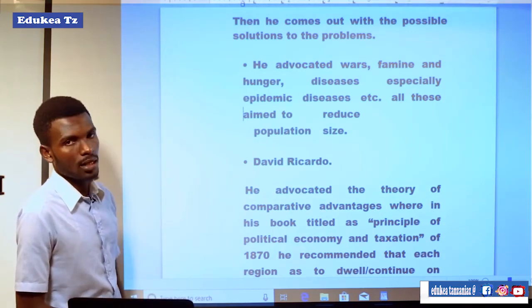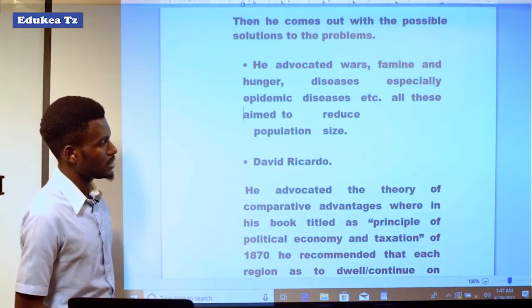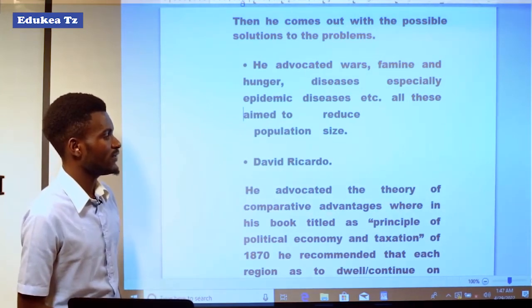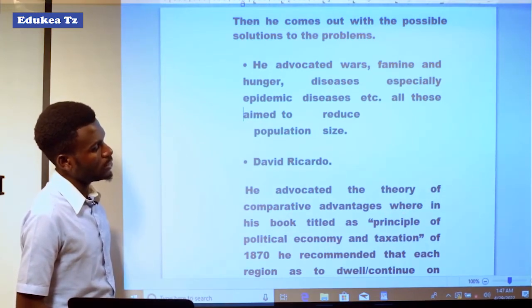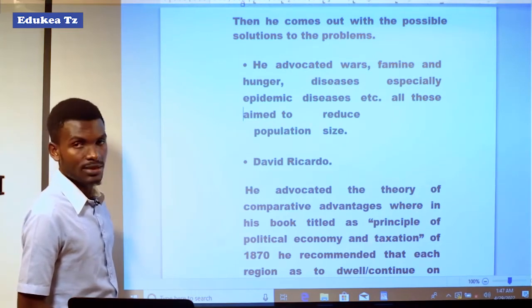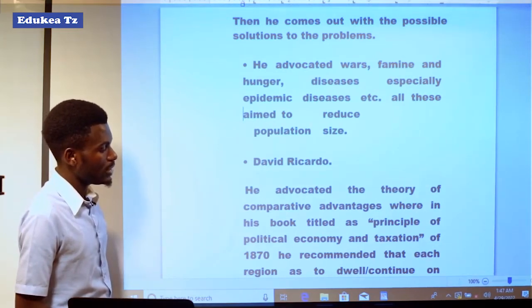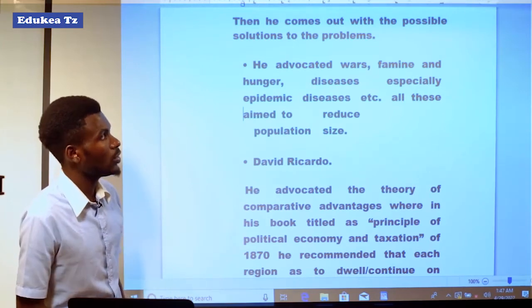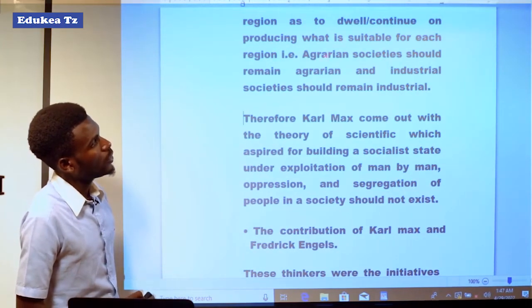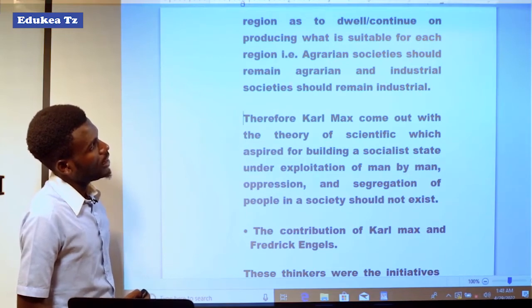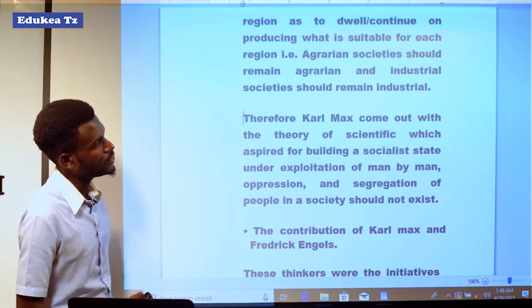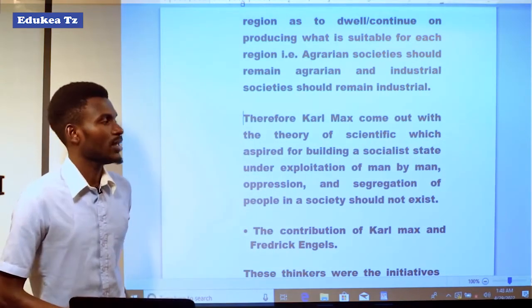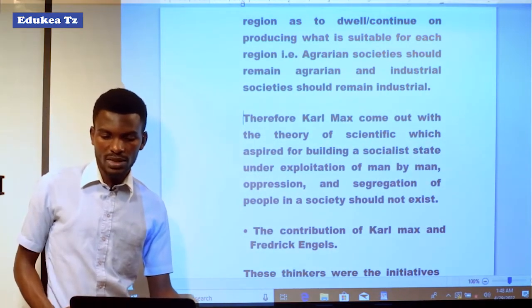Also, David Ricardo, the English economist, advocated the theory of comparative advantage, where in his book titled Principles of Political Economy and Taxation, he recommended that each region should continue producing what is suitable for it. That is, an agrarian society should remain agrarian and an industrial society should remain industrial. That was the suggestion of David Ricardo.